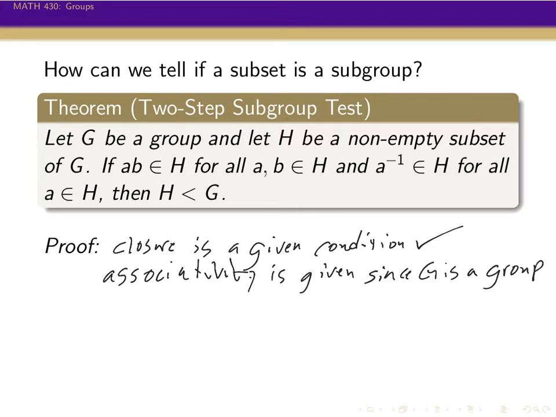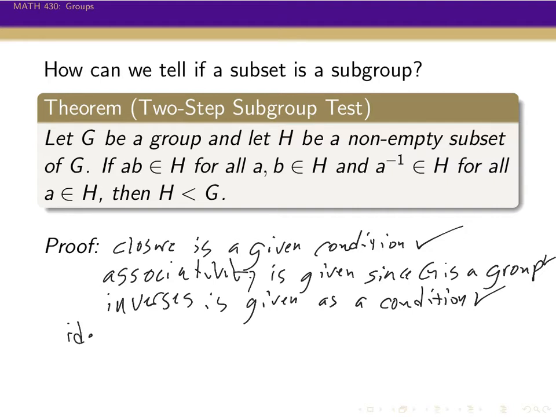Identities was given, or not identities, inverses is given as a condition. So we already have three of the four properties checked out. The last one just to check is that it has the identity.